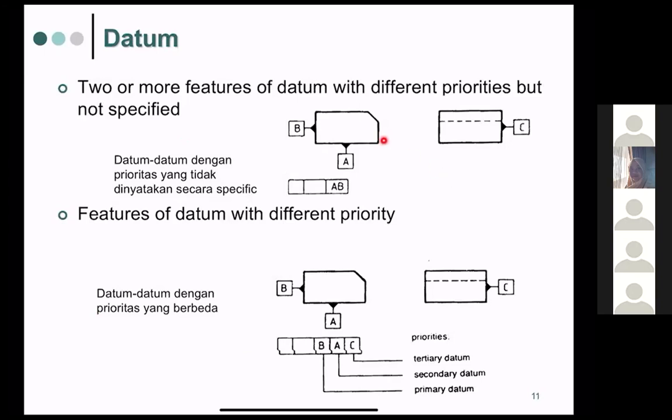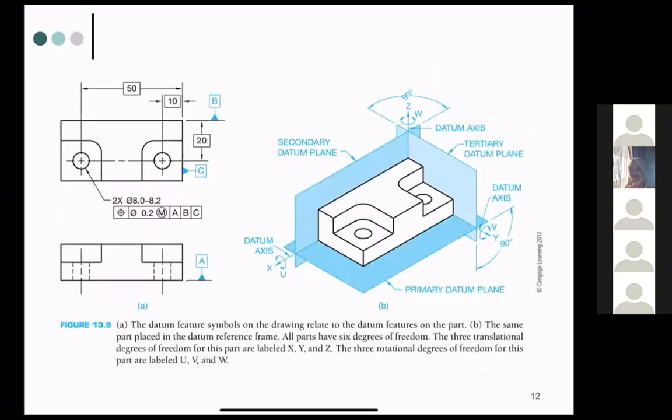So for the datums, there are two or more datums with different priorities, but sometimes the last one is not specified if it is not important. But if it is important, then we can also write it like this. Datums with priorities that are not explicitly stated. So the last one, datum C, is not a priority, for example, but for this case, we write the first priority that we have to see is datum B, and then A, and then C.